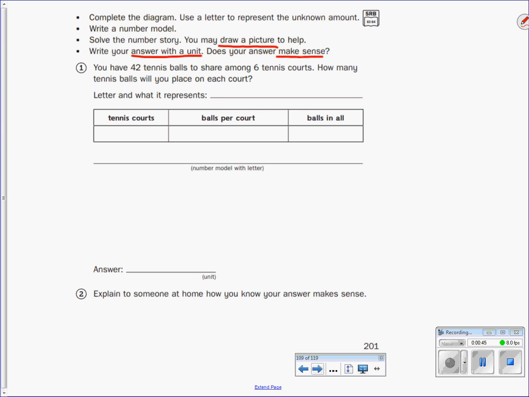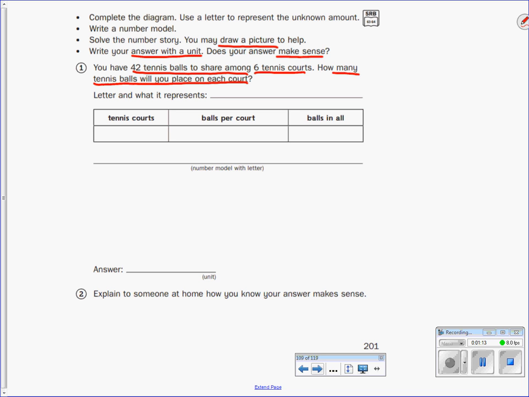All right, so the problem is you have 42 tennis balls to share among 6 tennis courts. How many tennis balls will you place in each court? So if we go back, we see what we know. We know there's 42 tennis balls to share among 6 tennis courts, and then we want to find out how many tennis balls we'll place on each court.